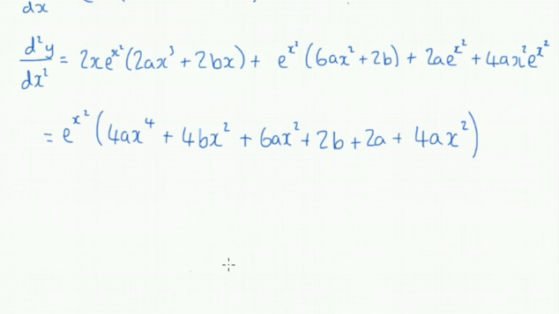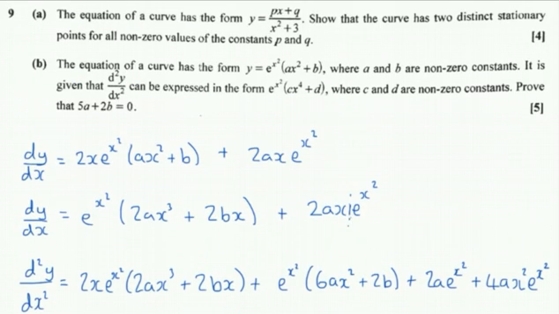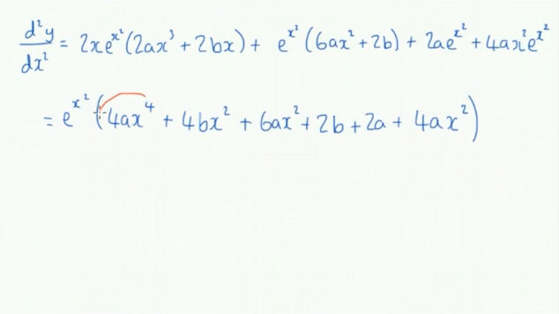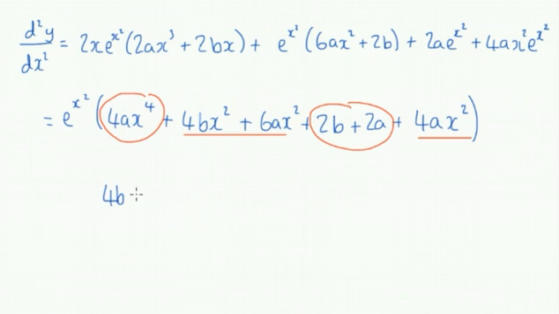Now if we go back to the very start of the question, it said the answer can be written in the form e to the x squared, which we've got, times an x to the power of 4 term and a constant term. So our x to the power of 4 term is here, and our constant term is here, which means these two parts, the x squared term and this x squared term, must be 0. They must add up to 0, because they're not involved in the answer. So 4b and 6a and this 4a over here must equal 0.